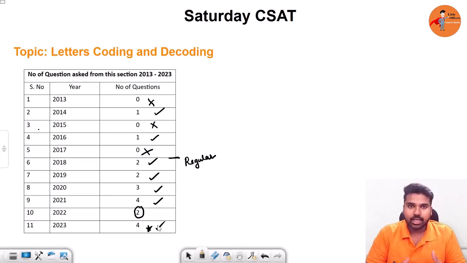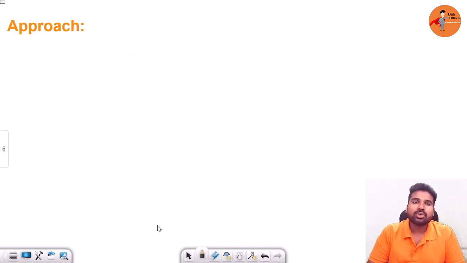So what I have done is I've taken all the previous year questions and seen what different types of questions are being framed on these alphabets: coding, decoding, encryption, decryption, and a combination of letters and numbers. All those things, missing terms in the series and all. So here the approach is very simple. What is the approach? All you need to know is alphabets.